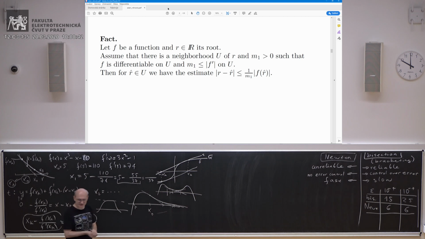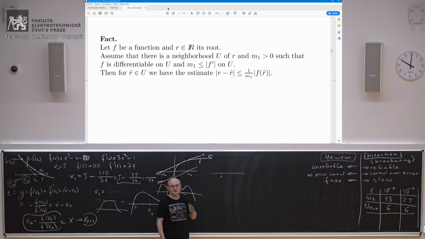The function is differentiable there, so it's nice, it's smooth, it doesn't break sharply. And the derivative is bounded away from 0. We are pushing it up using some constant m1. And this constant m1 should be positive. You'll see why. So here's the picture. There is a root, and something pushes the derivative away from 0. What does it mean? Well, practically speaking, it means that the function has to be rather steep. It shouldn't be flat, because flat functions have very small derivatives.